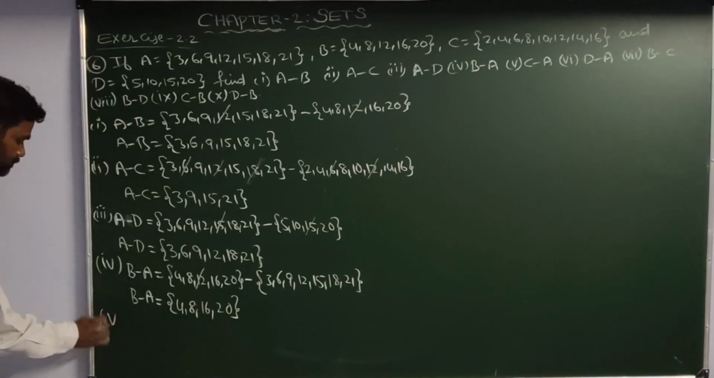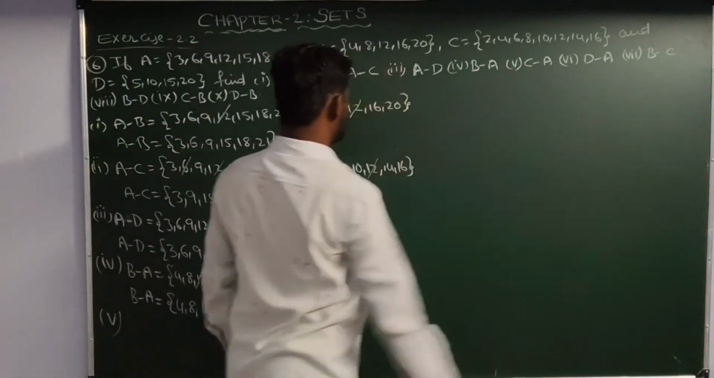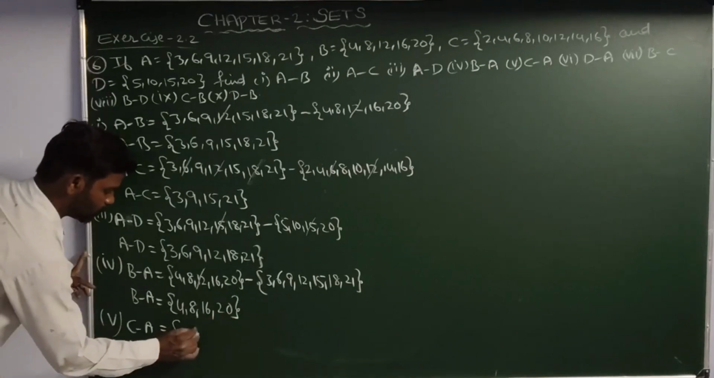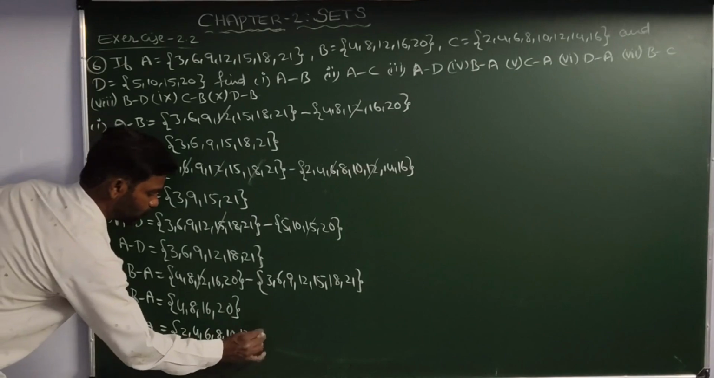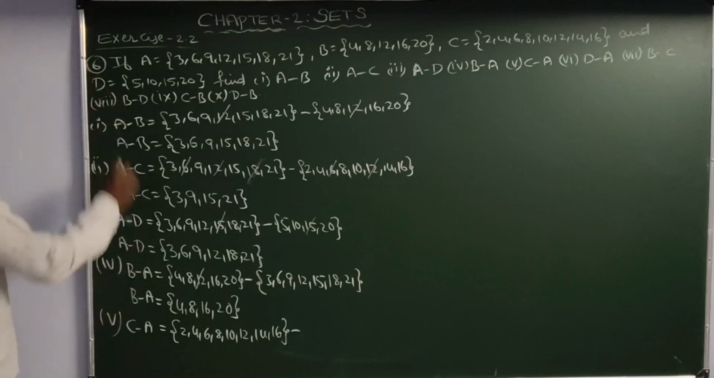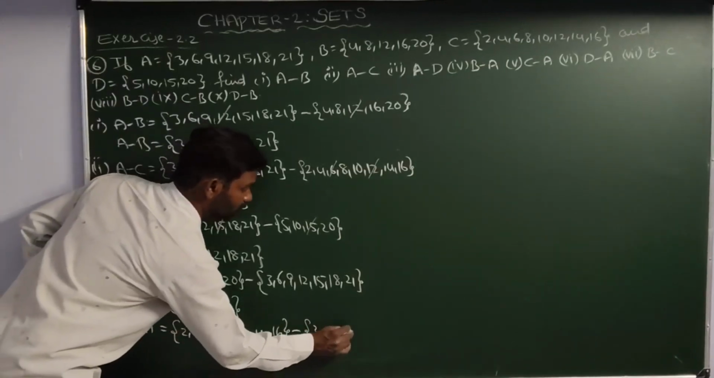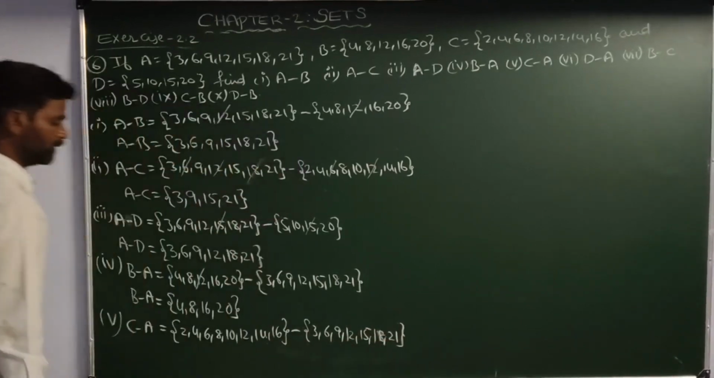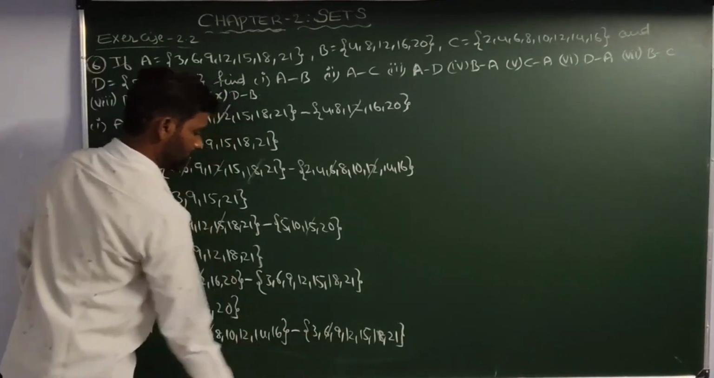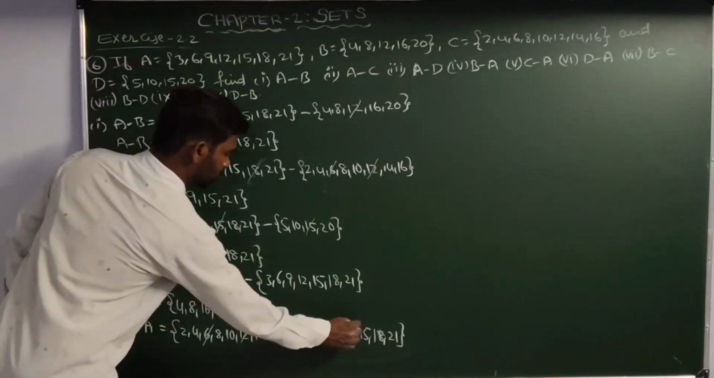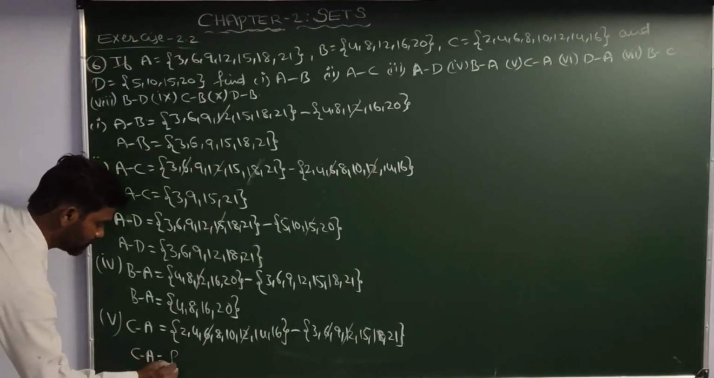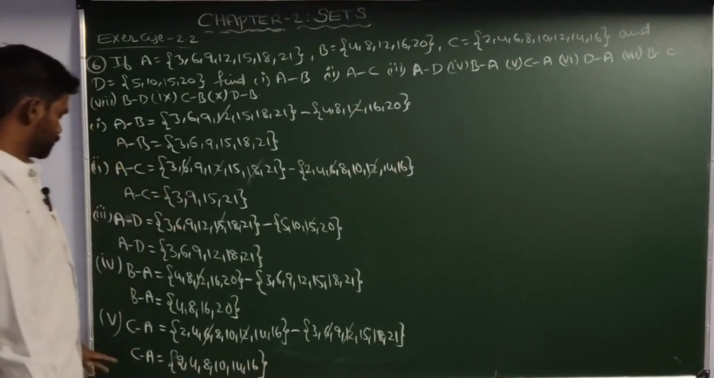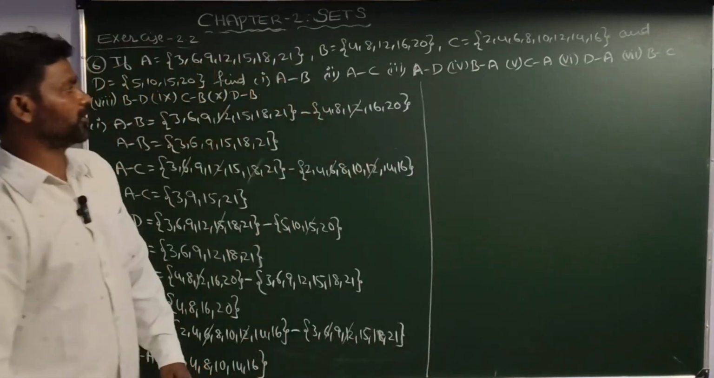Next, fifth question. What we have to find? Fifth question, C minus A. C minus A is equal to C elements. What are the C elements? 2, 4, 6, 8, 10, 12, 14, 16 minus A. A elements are 3, 6, 9, 12, 15, 18 and 21. Now in this, what are the common elements? 6, next 12. That's it. So what are the remaining elements in the first set? That are 2, 4, 8, 10, 14 and 16. This is your answer.